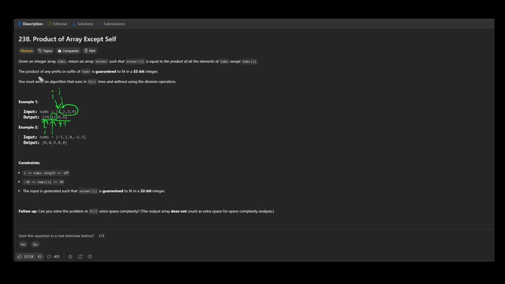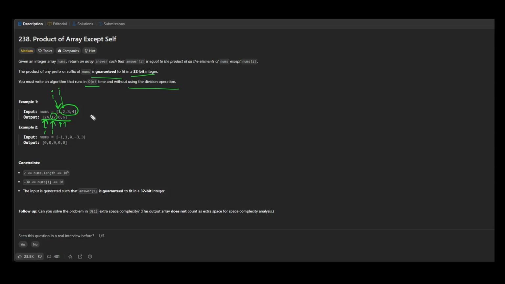We are also given that the product of any prefix or suffix of nums is guaranteed to fit under 32 bits. So basically, we don't have to worry about going out of bounds. We are supposed to write an algorithm that is O(n), and we cannot use the division operation.